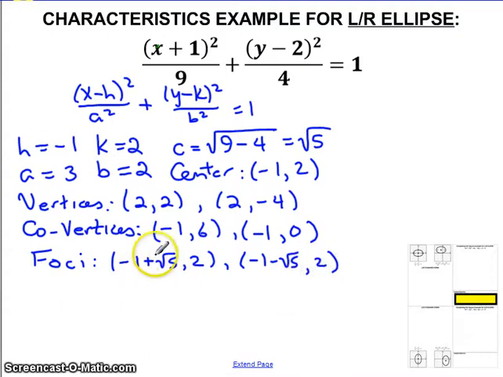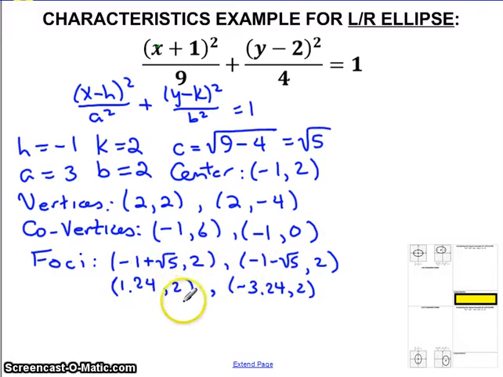Okay, so I have no idea what this number is as far as an approximation, which is what I'm going to need to graph it. So I use my calculator, and I'm going to come up with about 1.24 comma 2 and about negative 3.24 comma 2. Probably even negative 3.2 and positive 1.2 would be close enough for graphing, but this is the idea at this point. You want to get an approximation for this so you can graph it.